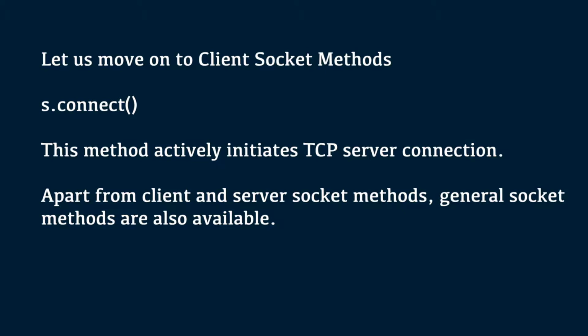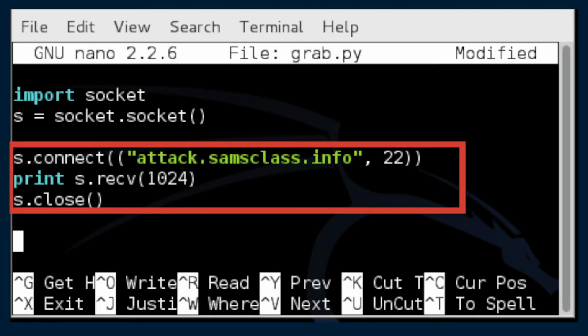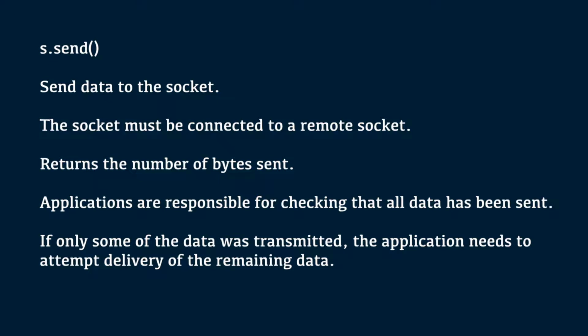Apart from client and server socket methods, general socket methods are also available. One such method is the s.recv method. This method receives a TCP message. The s.send method sends data to the socket. The socket must be connected to a remote socket. It returns the number of bytes sent. Applications are responsible for checking that all data has been sent. If only some of the data was transmitted, the application needs to attempt delivery of the remaining data.